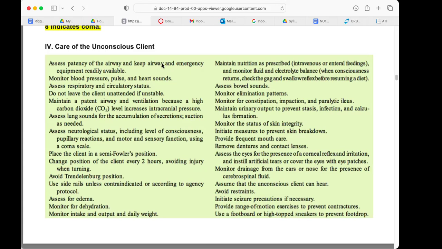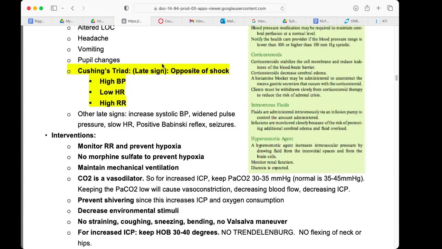Assess neurological status. You want to assess level of consciousness by doing the Glasgow Coma Scale, and we talked about that last class. Also, pupillary reactions. You want the client in semi-Fowler, so make sure you write that. And that's also in the book. You can highlight it.